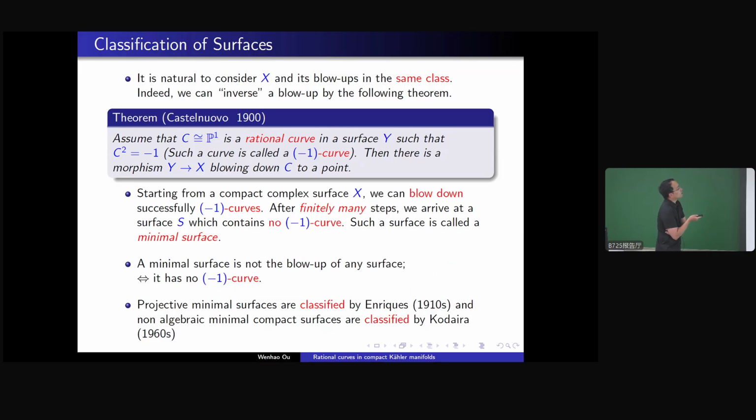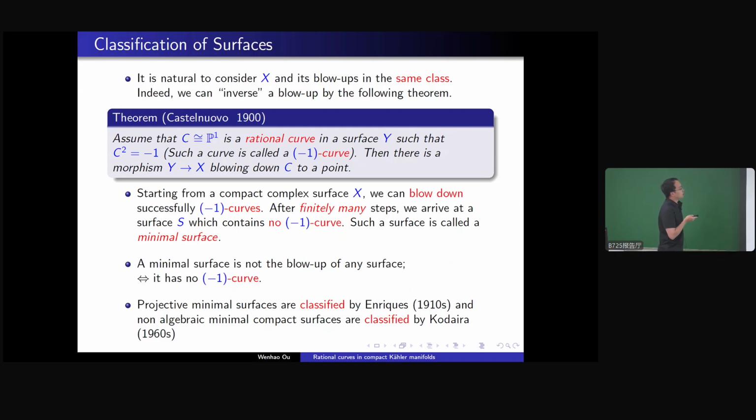Anyway, if Y contains such a rational curve C, then we know that Y is the blow up of some other surface X. And in this blow up, C is the curve we obtain by the blowing up. In other words, there is a morphism from Y to X such that the image of C in X is a point, and outside this curve, everything is isomorphic.